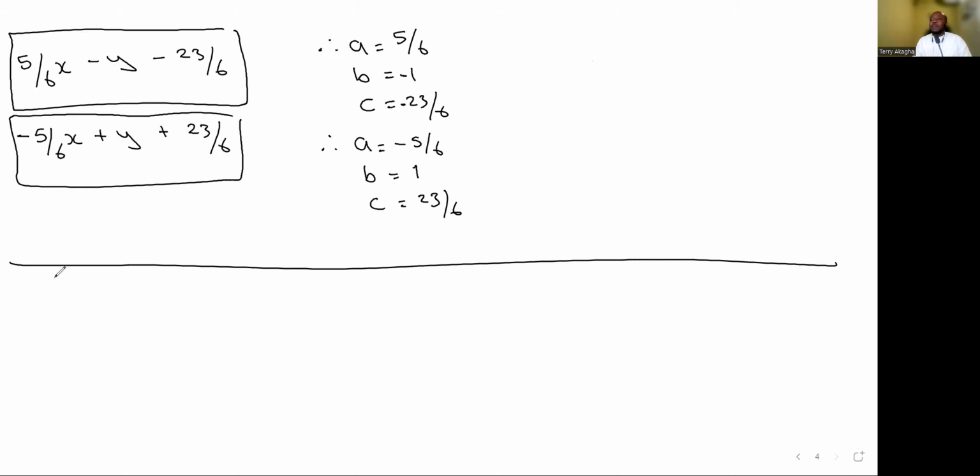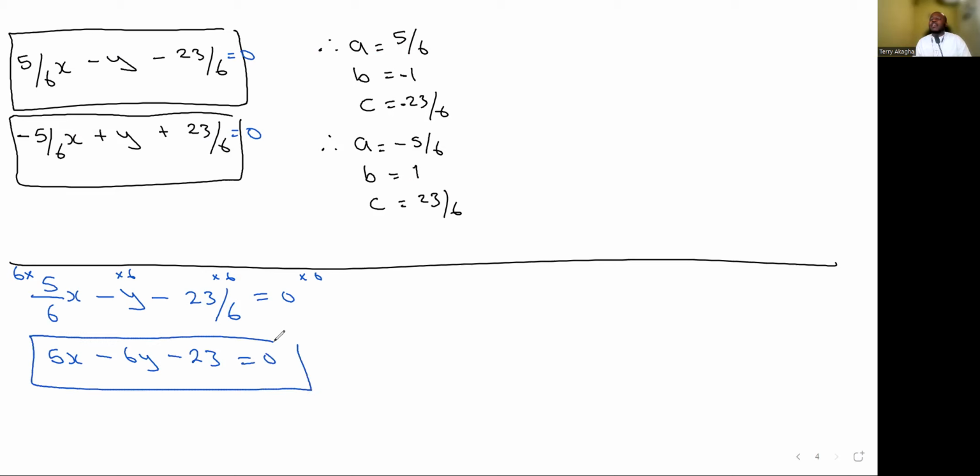So I have it, for example, 5 over 6x minus y minus 23 over 6 equal to 0. Okay? All these are equal to 0. Now, what do? In order to get rid of the fractions, you multiply all by what? 6. Because when you multiply by 6, the fraction will go away. So that means 5 over 6 times 6 will give you 5x minus 6y minus 23 is equal to 0. And this will be the answer if A, B, and C are integers.